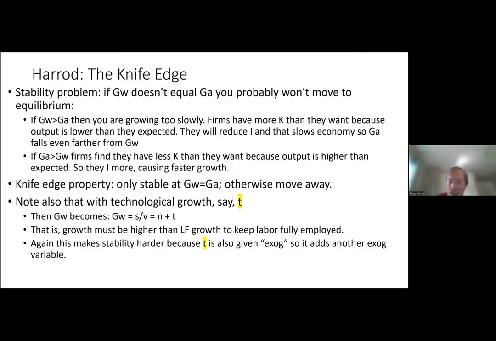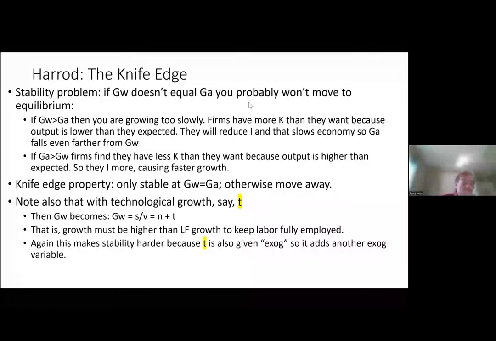If we add in technological growth, I said we can do it. Then we're adding another variable that is independent. And so it's even less likely. Your growth rate is going to have to be higher than the labor force growth rate to keep your labor fully employed. So it makes the stability even harder. Okay, so that finishes what they were trying to do.